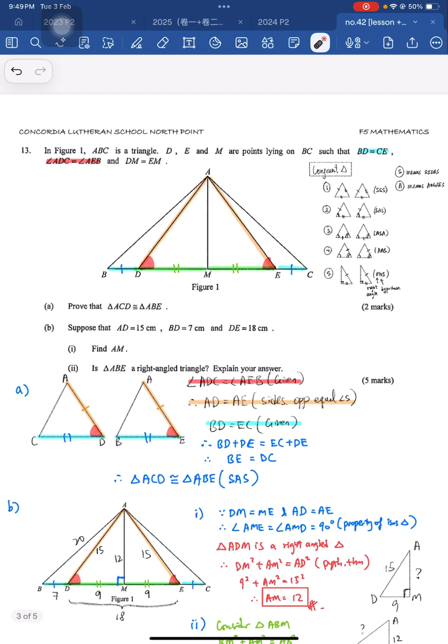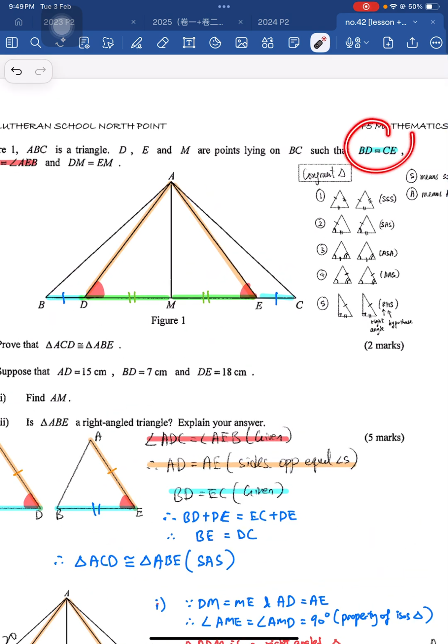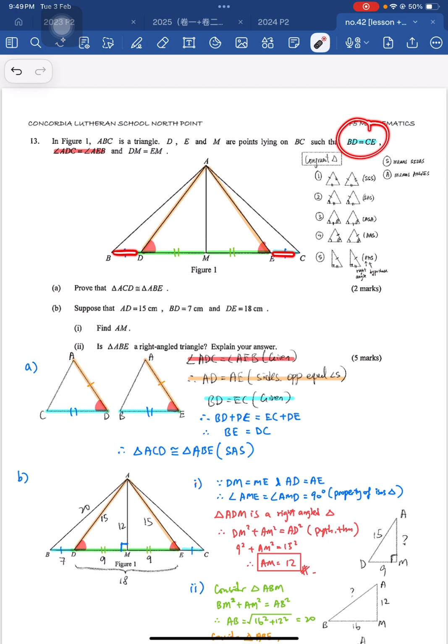So first of all, let's have a look. We have BE equal to CE, which I highlighted in blue. And then we have angle ADC equal to angle AEB. The next one, we have DM equal to ME. And now we need to prove that triangle ACD is congruent to this triangle.